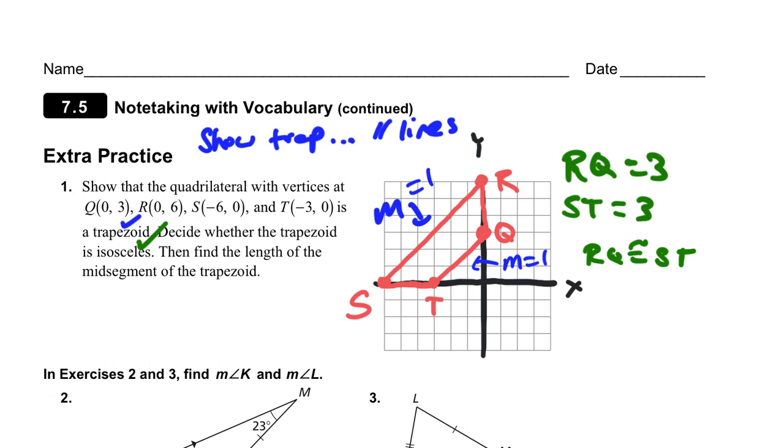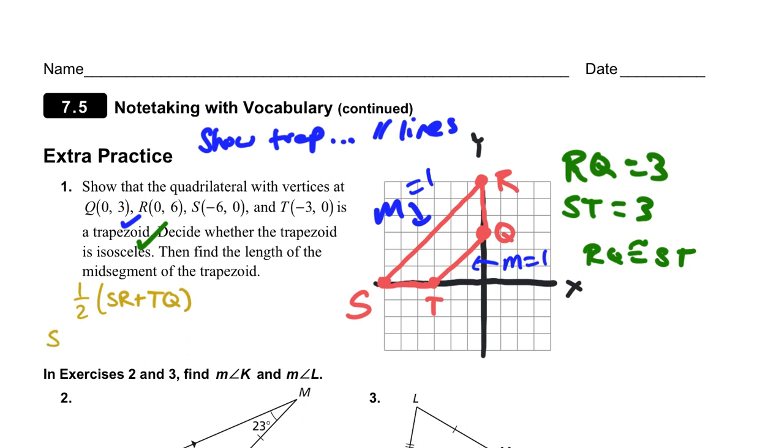Find the length of the mid-segment. So the mid-segment means I am going to take my two bases, add their distances together, and multiply by 1/2. So here's the formula. I'm going to take 1/2 times SR, and I'm going to add TQ. Now that means to find SR and to find TQ, we're going to have to use our distance formula.